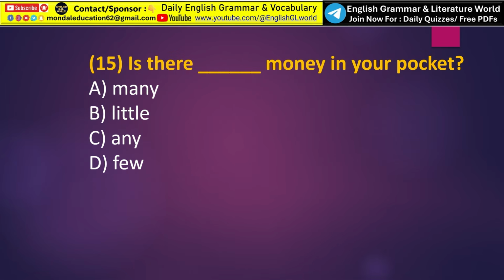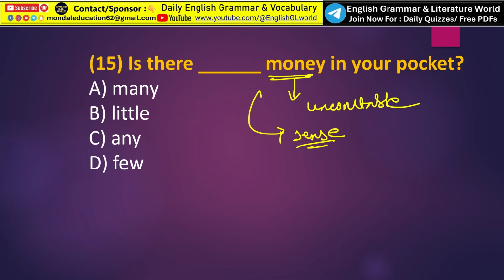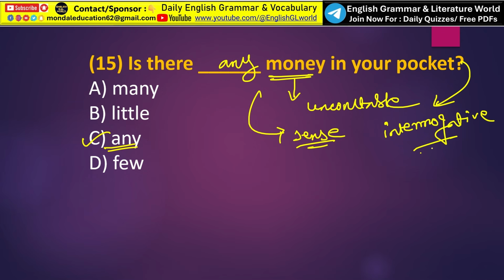Next. Is there dash money in your pocket? So which one is correct? Again money is used. Money generally suggests uncountable or sometimes countable, but you have to understand the sense of the sentence. So the sense is uncountable. Here the correct answer should be option C, that is any. So, is there any money in your pocket? And also the sentence is written as an interrogative sentence. That's why any is used.